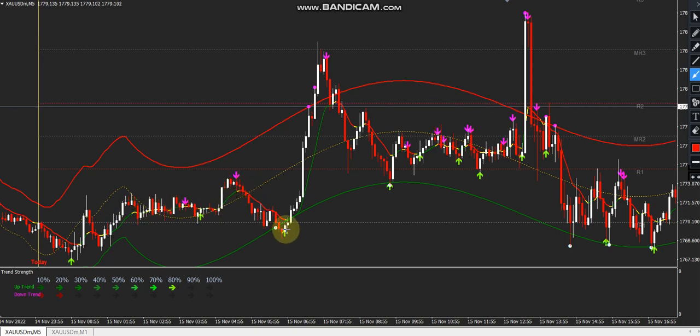These ones right here, a green arrow appeared. The green arrow is the first signal that we take. And you can see immediately the market went up 100 pips.